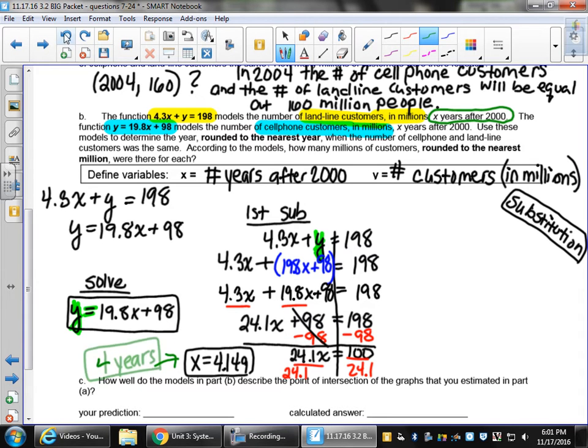But not just 4 years. We know it's 4 years after 2000, which would be 2004.